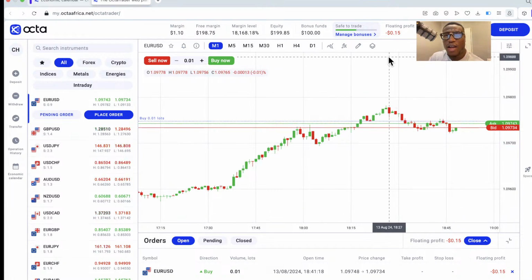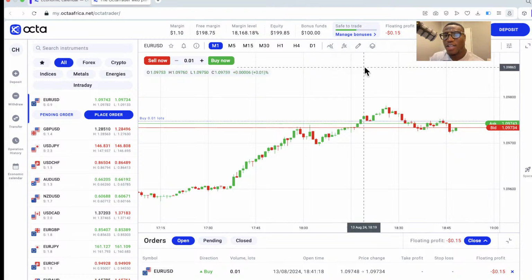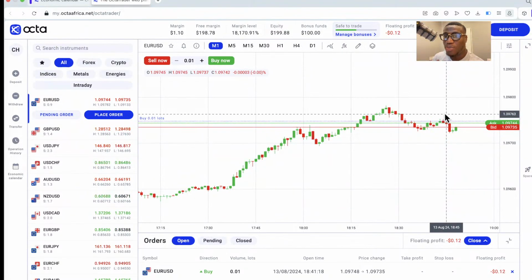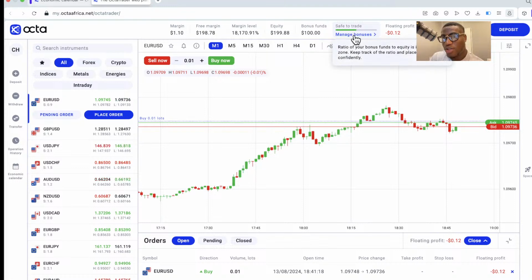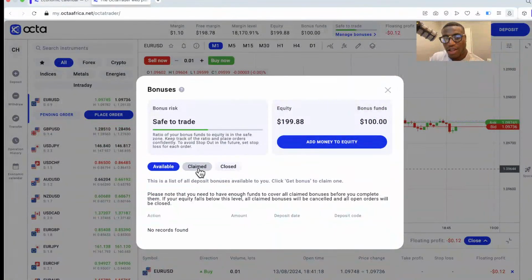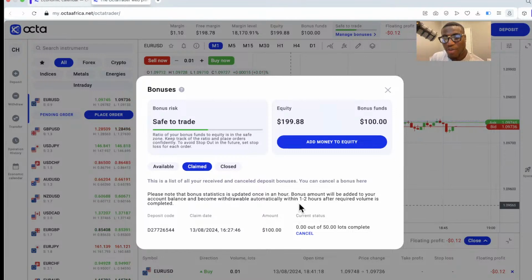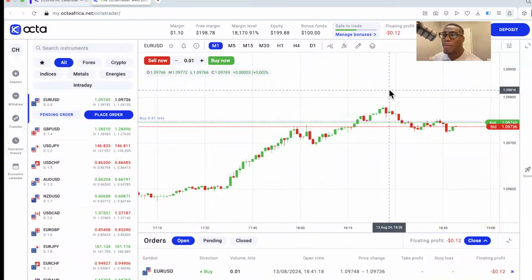All right. Now, about the bonuses, guys, there is a certain volume that you need to trade to be able to withdraw your bonus. So when you create an Octa Trader account and you put in the bonus, you come over here to manage bonuses. You click up here and you can see when you click on claimed, you come down here to see what you have to trade to be able to withdraw your bonus.